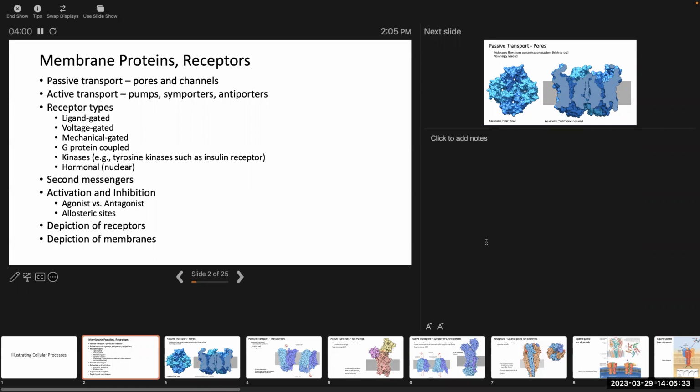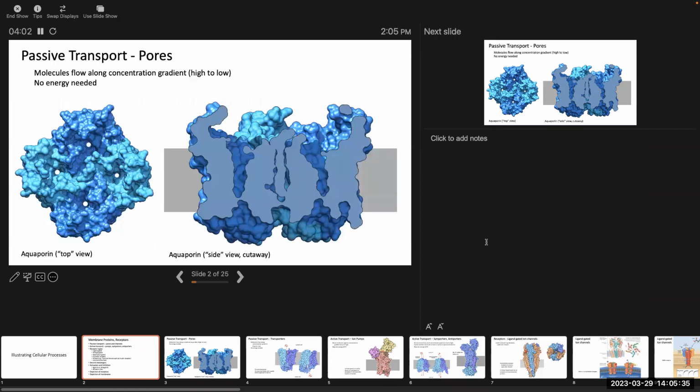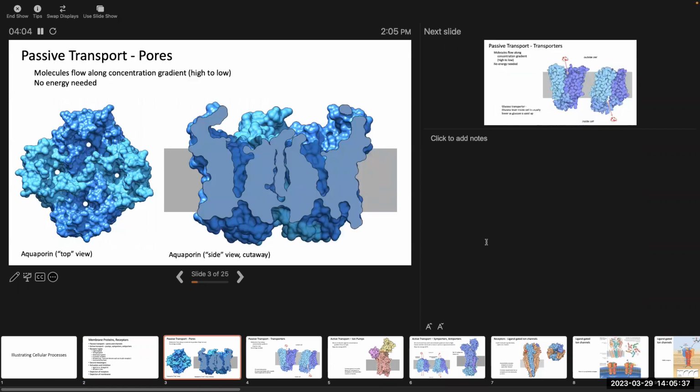So starting with this list, starting with our outline here, just want to talk briefly about passive transport. So in passive transport, molecules are flowing along their concentration gradient. In other words, molecules are flowing from an area of high concentration to an area of low concentration. That kind of movement doesn't require any energy. Molecules will naturally move from an area of high concentration to an area of low concentration.